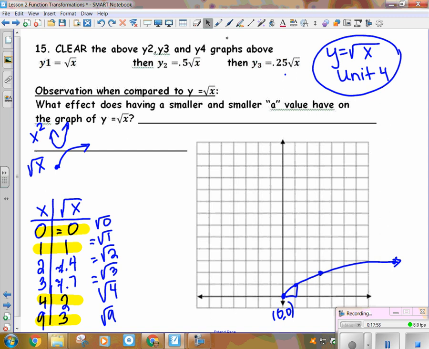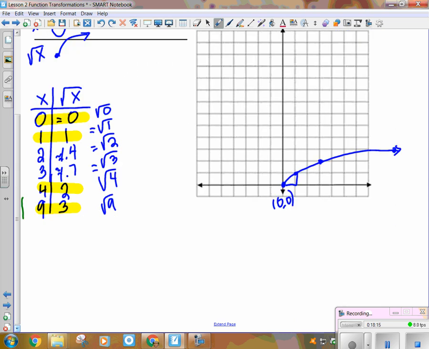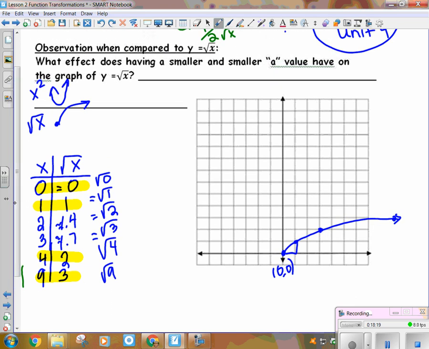Now, this is actually saying, what do you think happens if I make it 1/2 the square root of x? I'm hoping that you're thinking, oh, just like that other one. It's only going to grow up half as fast. So let's just see if we can figure this out. We always go over 1 from the start point. We're always going to go over 1, but I'm only going to go up halfway. So let's go over 4 and up halfway.